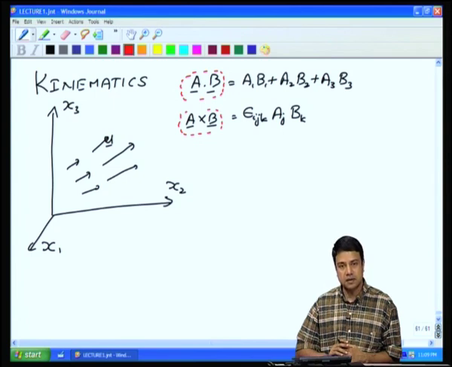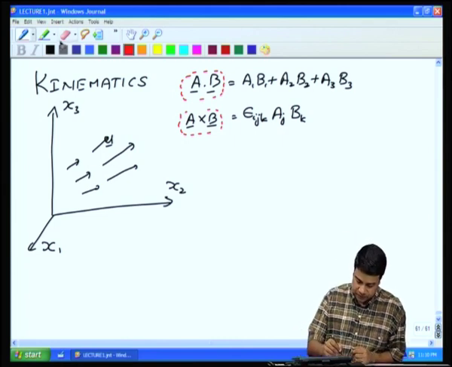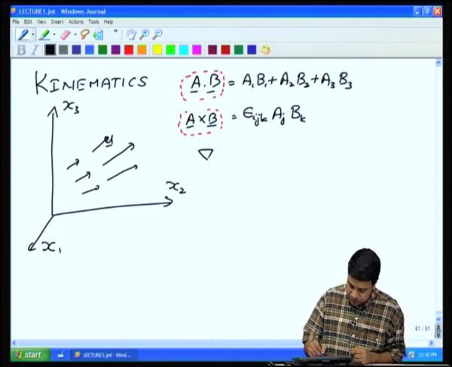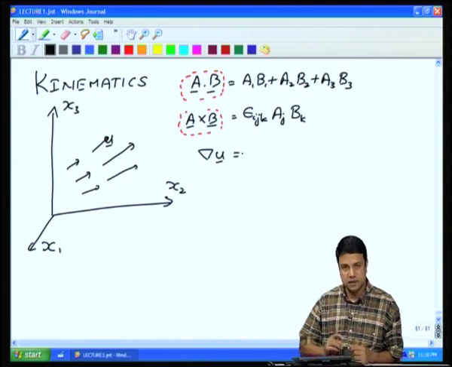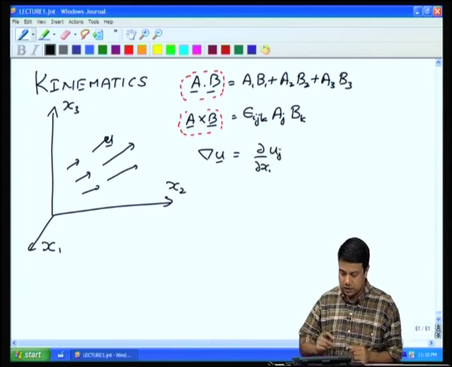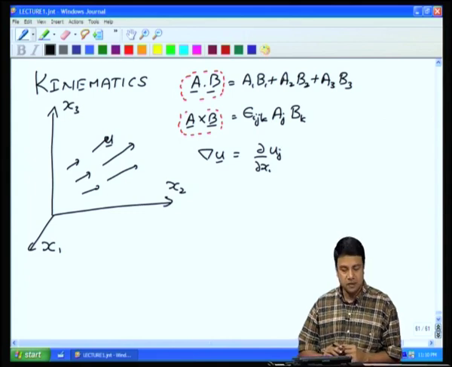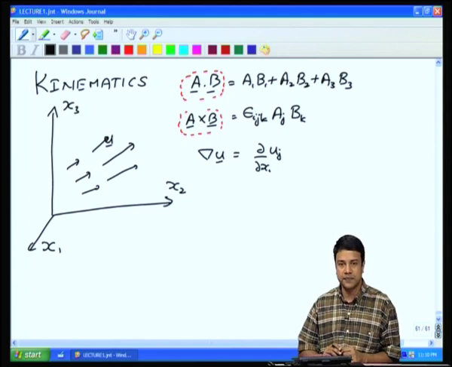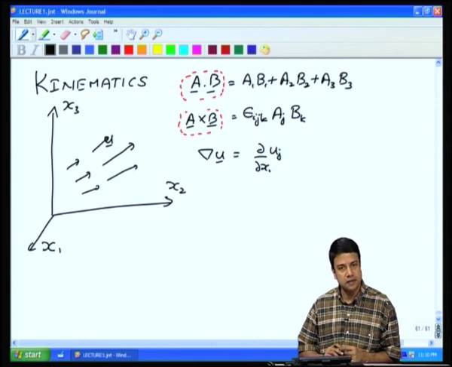Specifically in the context of derivatives of vectors, we had defined 3 such. One was the gradient. Gradient of the velocity field, which I can write as partial by partial x i of velocity j. This quantity has 2 unrepeated indices. So, there are 2 directions associated with this quantity. Therefore, it is a second order tensor.